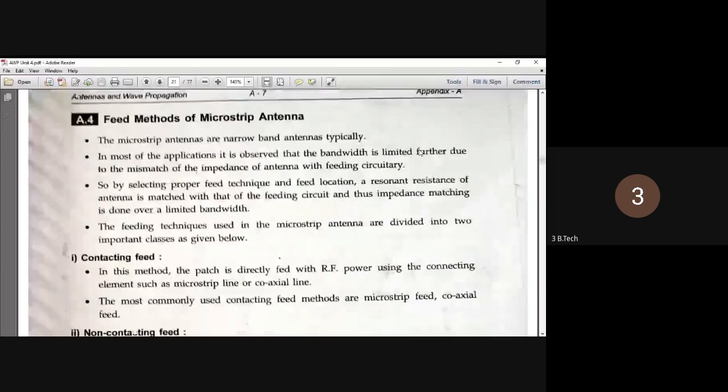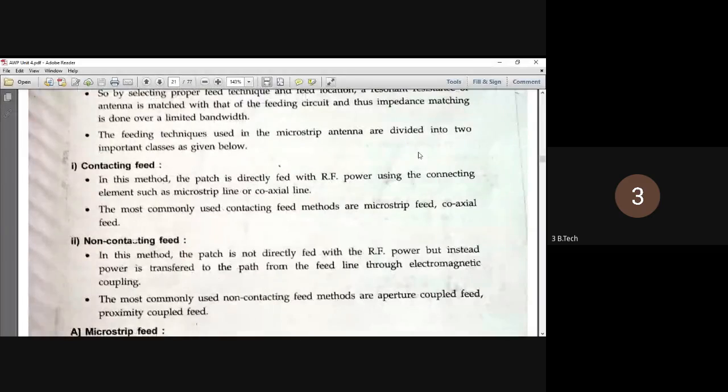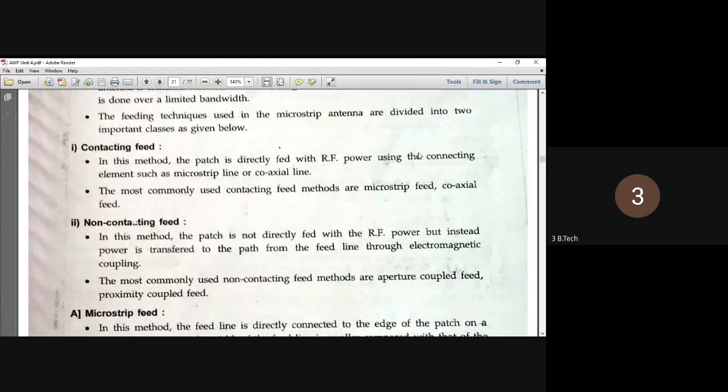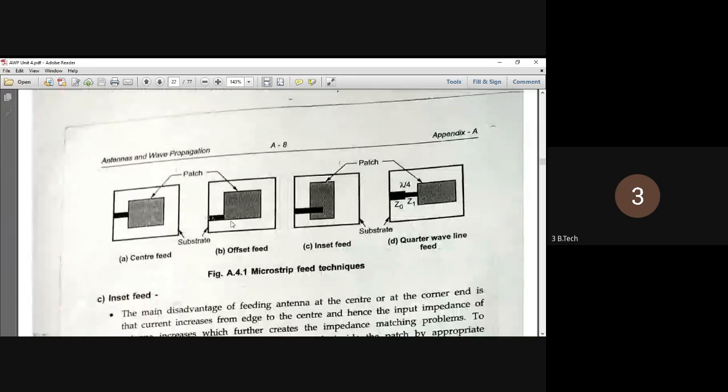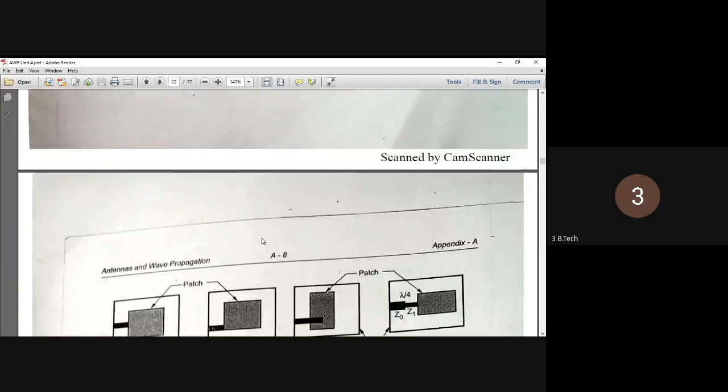One is contacting feed, the other is non-contacting feed. Contacting feed means in this method the patch is directly fed with RF power using connecting elements such as microstrip line or coaxial line. We give RF power directly to the feed point. Examples: microstrip feed, coaxial feed.